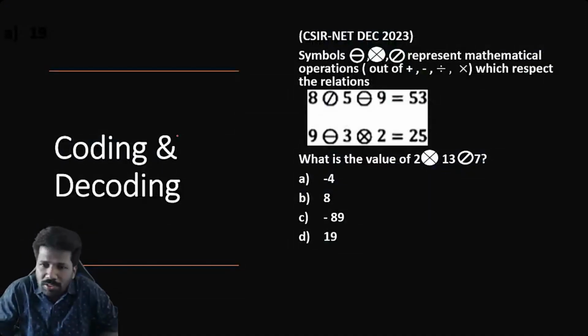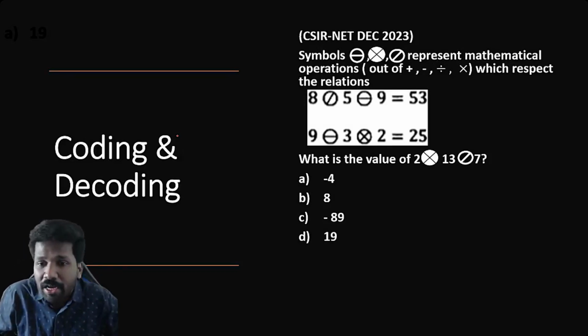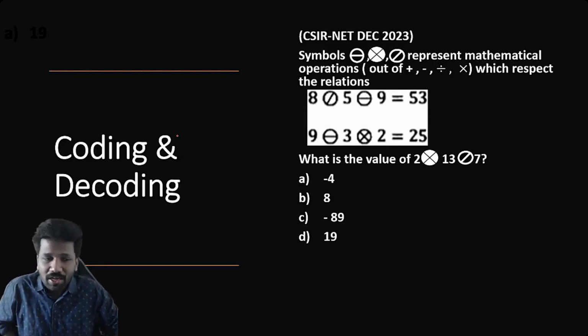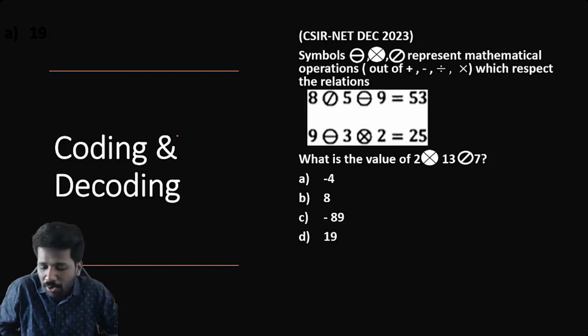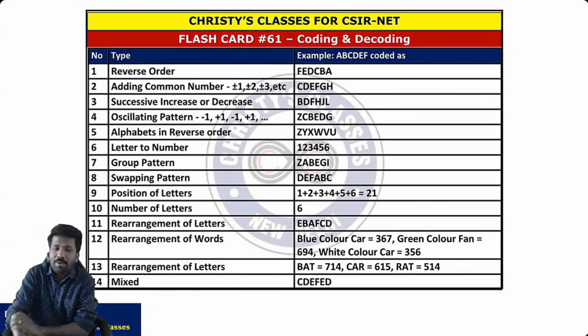Coding, decoding में बहुत सारा type का question आ सकता है. Some questions are mathematical coding, some questions are logical coding. This is an example from December 2023 CSIR-NET paper, where a mathematical coding is there. Mathematical operations are involved. That kind of coding is called mathematical coding questions. But maximum time mathematical coding नहीं, logical coding, ऐसा logical coding questions maximum time आया है.